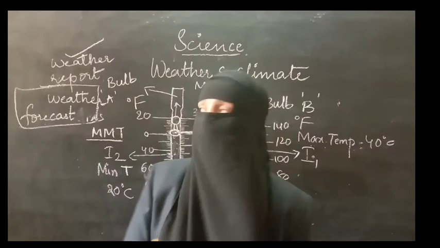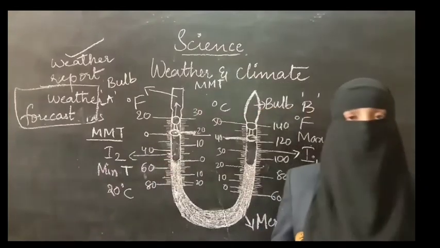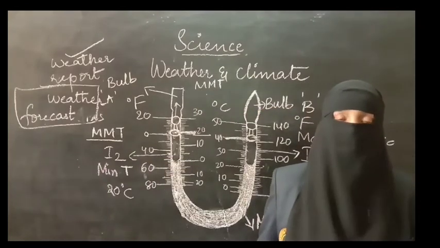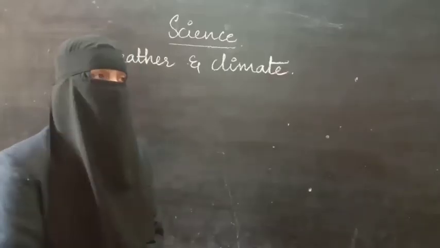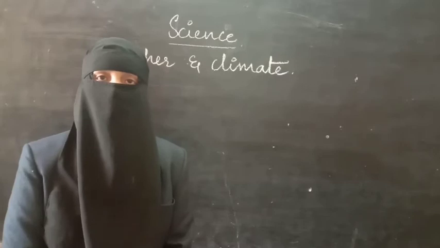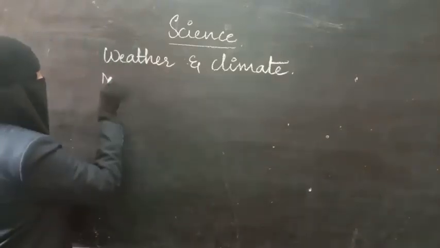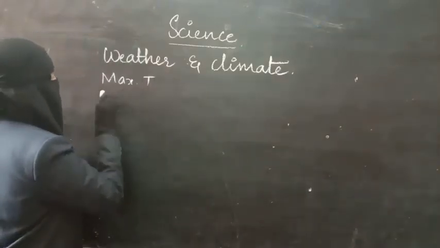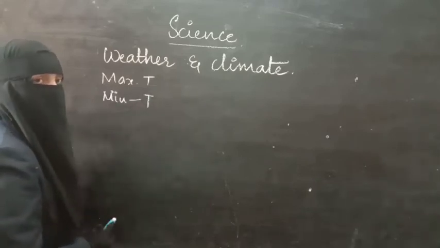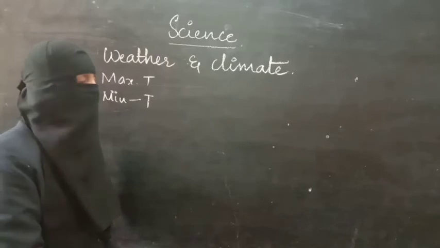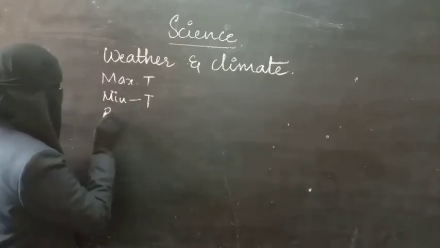So this was about MMT. You have to draw the diagram of MMT neatly and properly once in your classwork. Till now we have discussed aspects of weather like maximum temperature and minimum temperature. Maximum temperature and minimum temperature can be measured using the same thermometer, that is the Six's MMT. Now the other aspect of weather is rainfall.